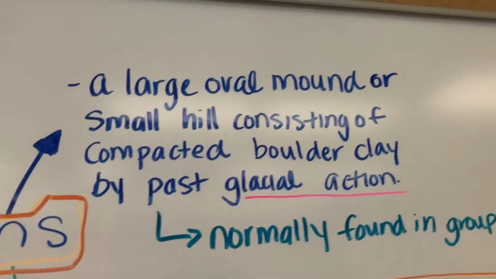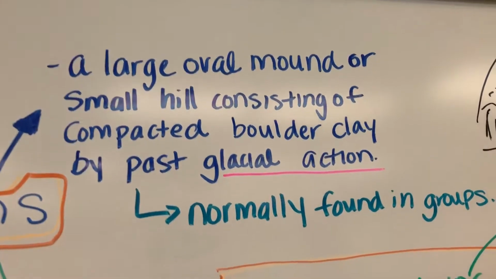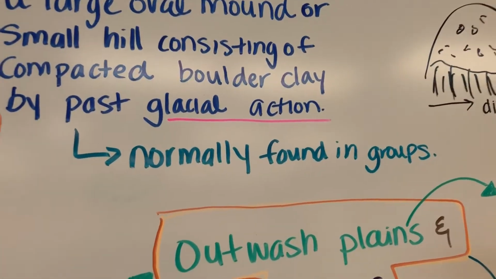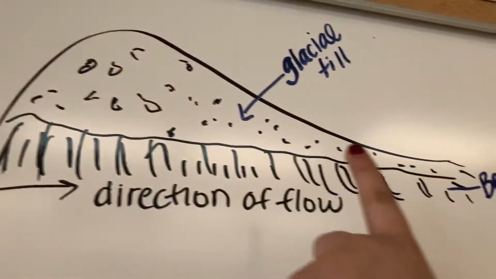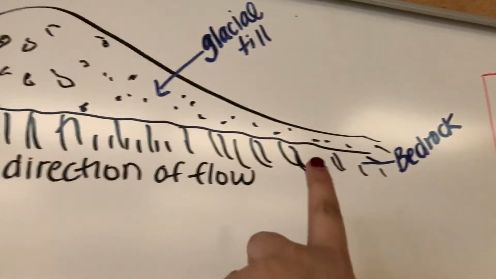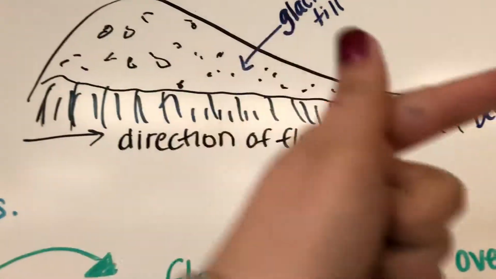Drumlins are a large oval mound or small hill consisting of compacted boulder clay left by past glacial action, and these are normally found in groups. They look a little something like this. The top part is the glacial till and the bottom part is the bedrock, and the direction of flow is from high to low.